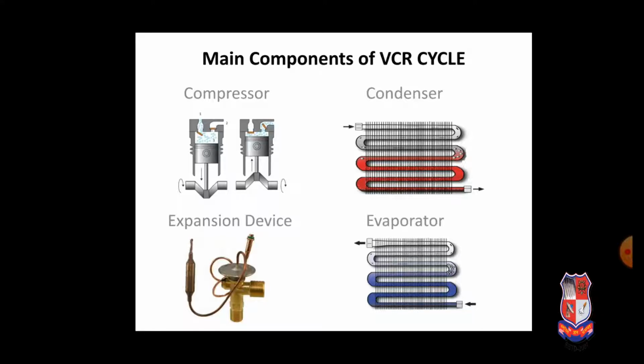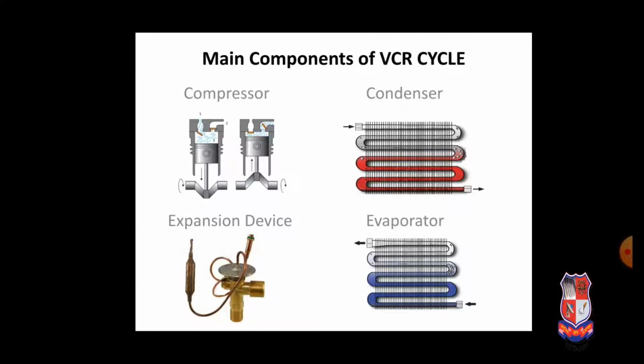Now we are going to discuss about the condenser. Condenser is one type of heat exchanger. Function of condenser is to give up its latent heat to the surrounding by condensing medium which is normally air or water. At that time vapor refrigerant is converted into liquid refrigerant.